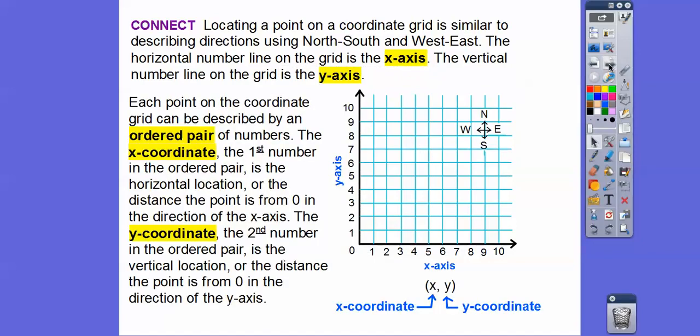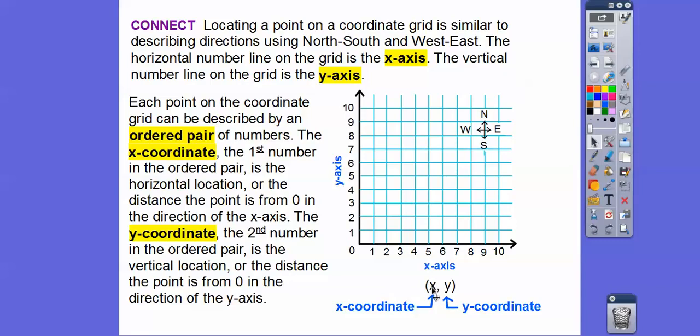Each point on the coordinate grid can be described by what's called an ordered pair. Here we have the ordered pair x comma y. Ordered pairs always come in alphabetical order, so x comes before y in the alphabet. Sometimes when you get into higher math, they are different letters like A comma B. Or in Algebra 2 in high school, it's called H comma K, and H comes before K in the alphabet. Ordered pairs are always in alphabetical order, okay?